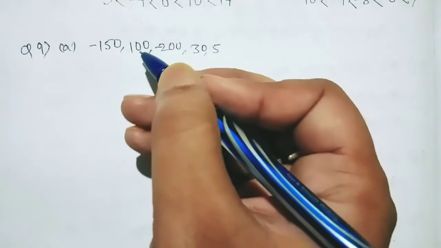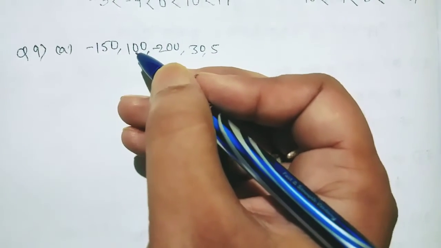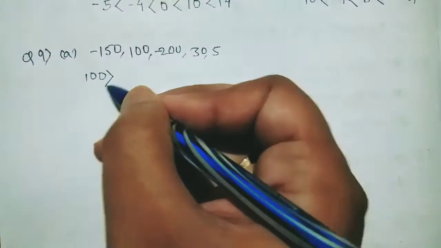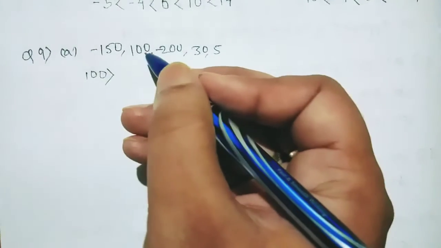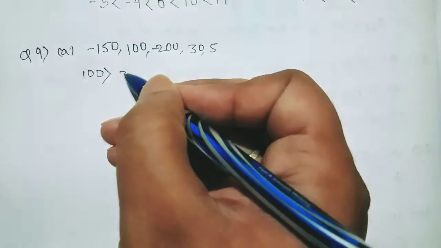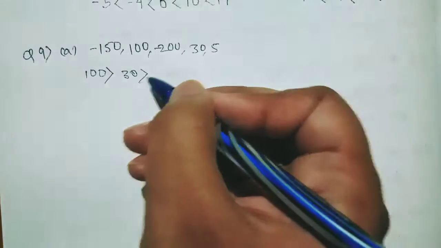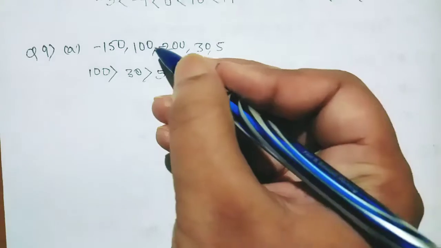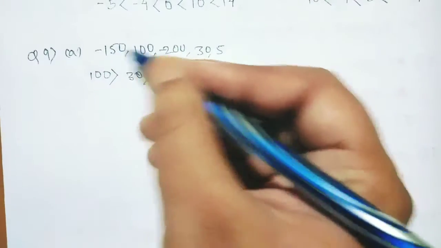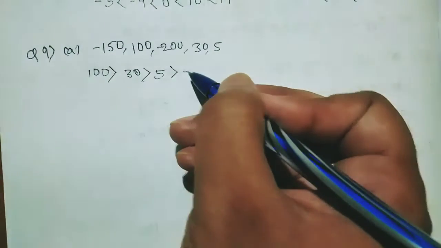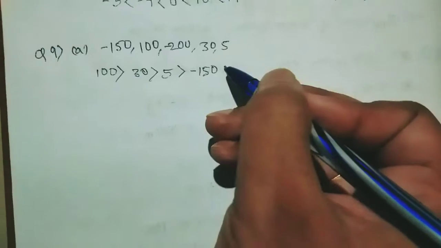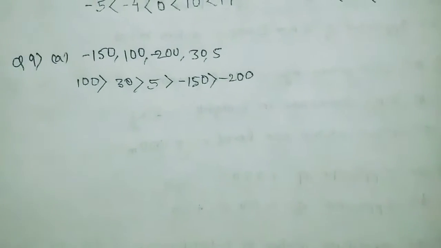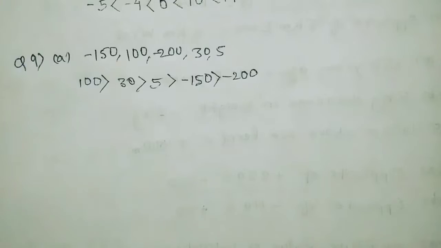So which is the greatest number? The greatest number is 100. So it is 100, like this you have to write, and you give this sign because this is the greater than sign. Then which number will come? Then 30 will come. 30, then 5, because all the negative numbers are smaller. Then which will come, minus 150 or minus 200? Minus 150 will come. And the smallest one is minus 200. Understood? So this is the descending order from bigger to smaller.